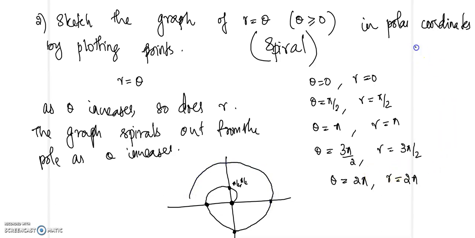So this will be the shape of the curve. So it will be spiraling out as theta increases. So this is going to be the shape of the curve r equal to theta. So this is usually called as a spiral.